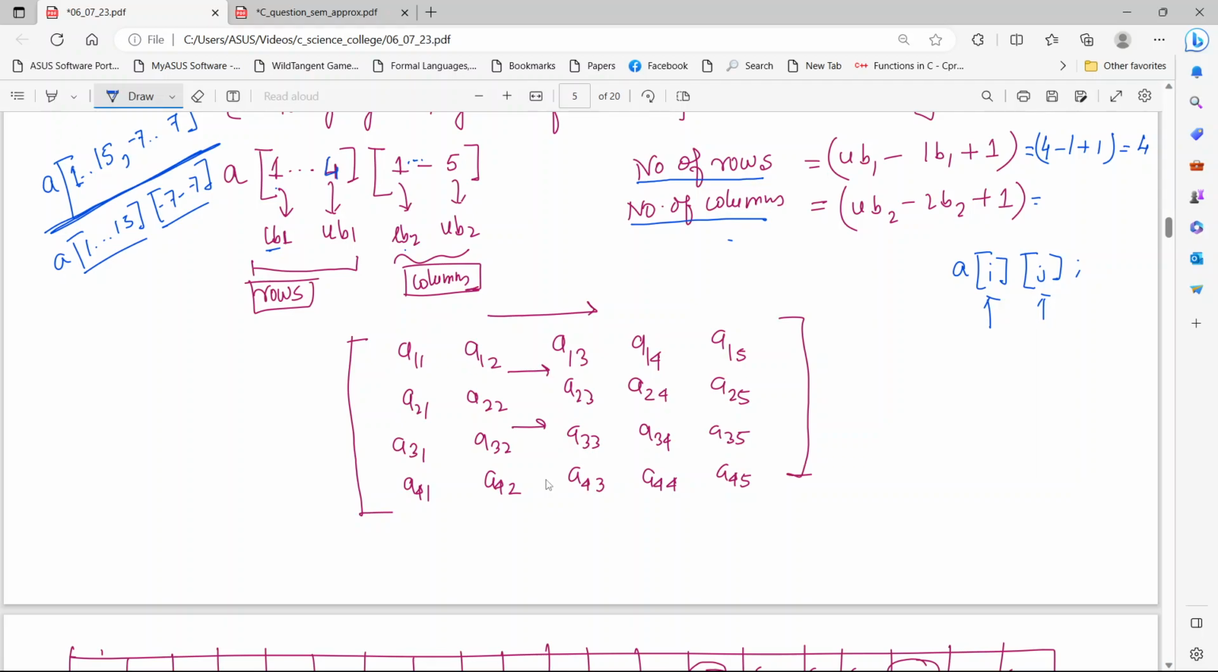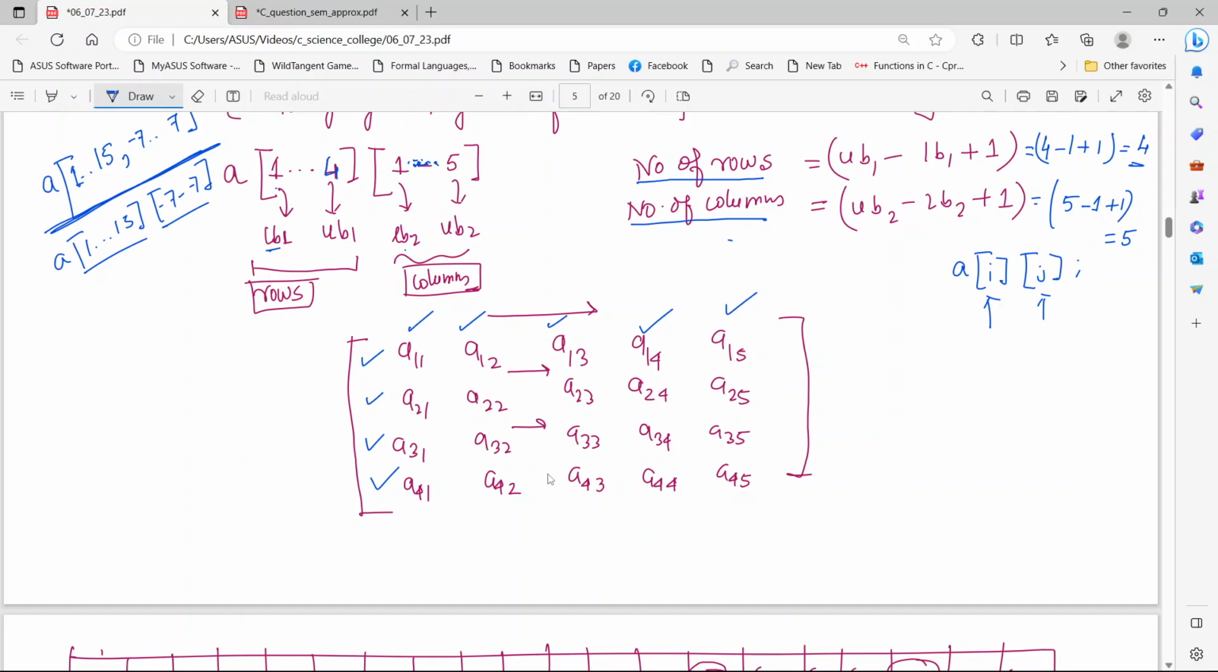For the number of columns, we find upper bound 2. Say this is 1 to 5, not negative. So this is 5 minus lower bound 2 plus 1. That means you get 5. That means there are 4 rows and 5 columns. You say 1, 2, 3, 4 rows, and 1 column, 2 column, 3, 4, 5. And say the starting index is from 1. So I just write it like that: A11, A12, A13, A14, A15. Now similarly A21, A22, and so on.